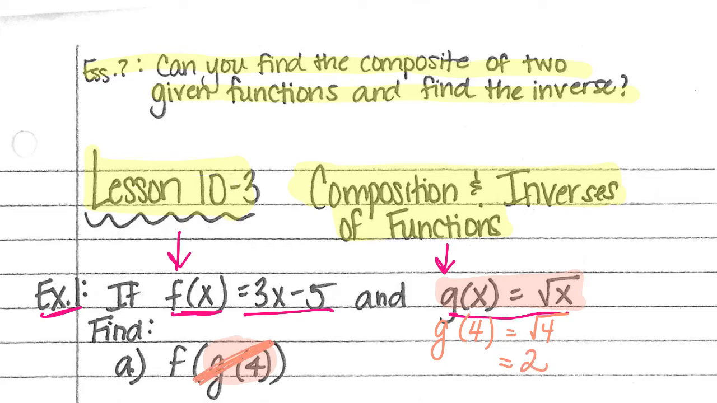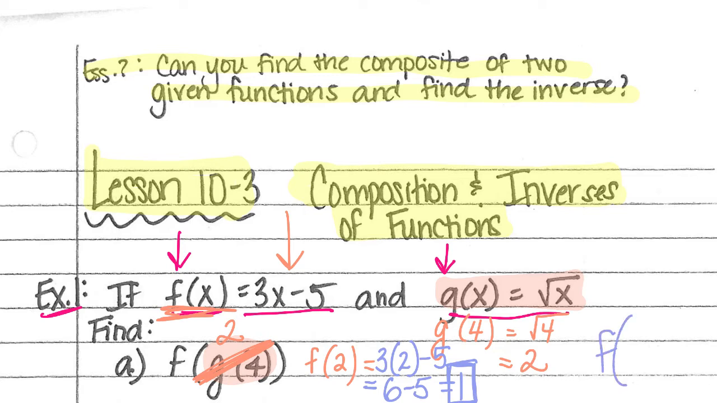So what I'm going to do is replace this and find f of 2. Well, again, that says, go to the equation that's named f and put in the number 2 instead of the number x. 3 times 2 minus 5. 6 minus 5 is equal to 1. So the answer in this case of f of g of 4 is 1. That is our answer right there. Sorry, my equal sign is kind of mixing in.